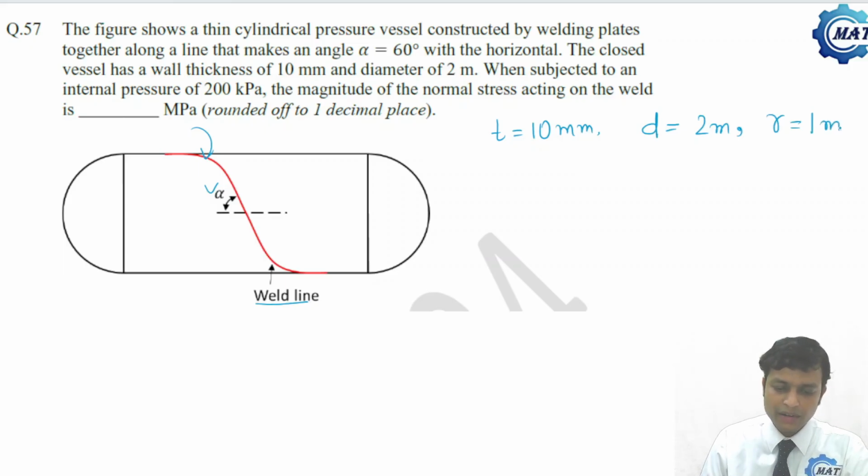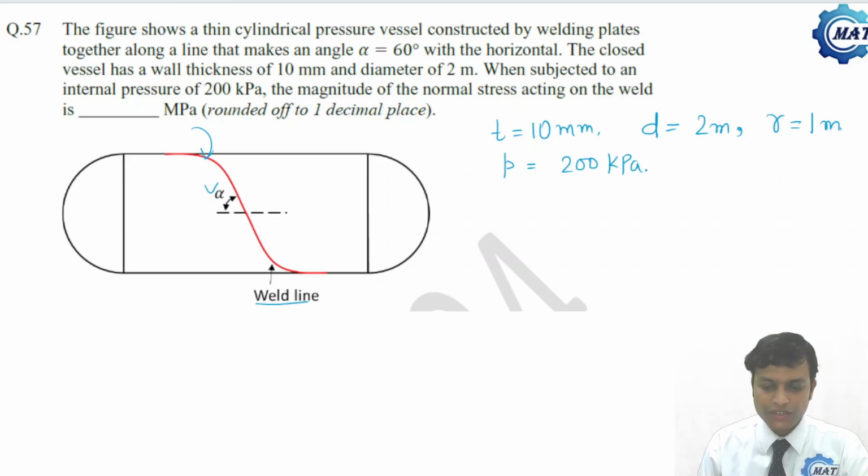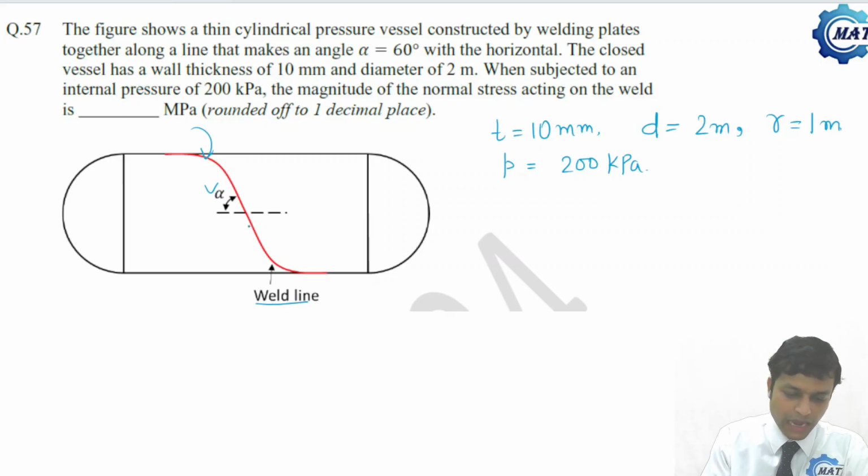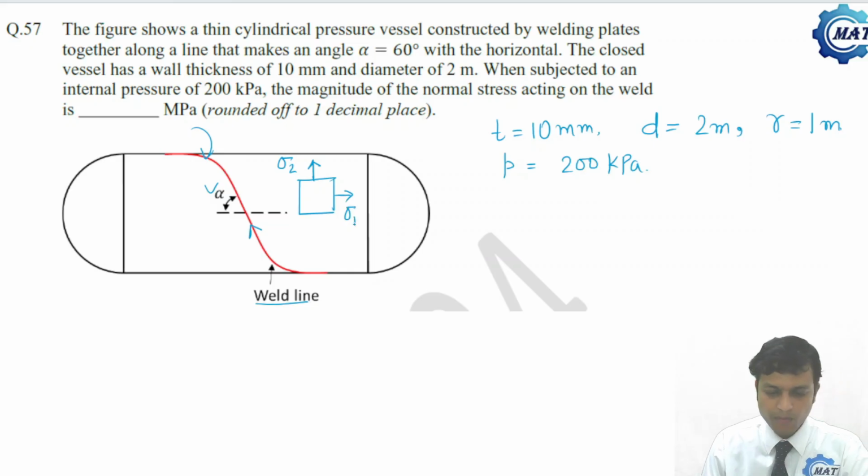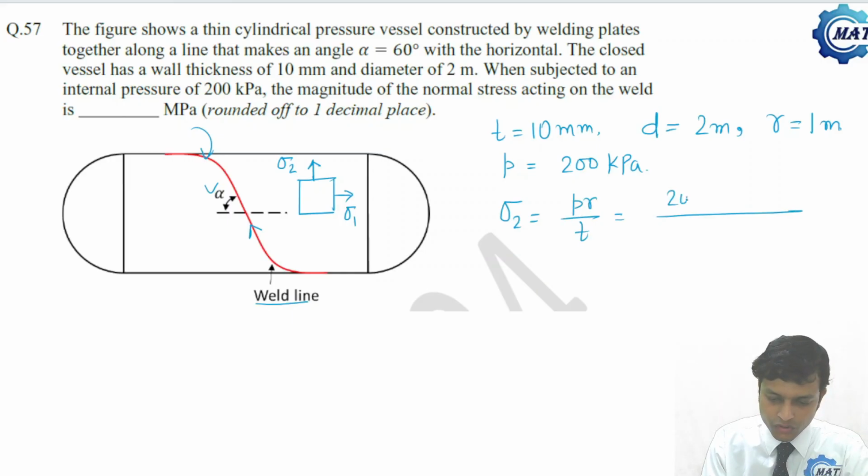When subjected to an internal pressure of 200 kPa, the magnitude of normal stress acting on the weld is asked. If I take such an element, this is sigma 2, this is sigma 1. Now what is sigma 2? Sigma 2 is PR by T, that is 200 into 10 to the power 3 into 1 divided by 10 into 10 to the power minus 3. All are in SI, so this much Pascal, that is 20 into 10 to the power 6, that is 20 MPa.